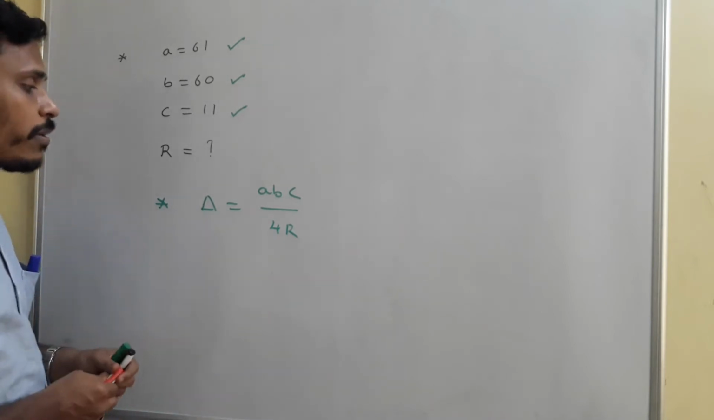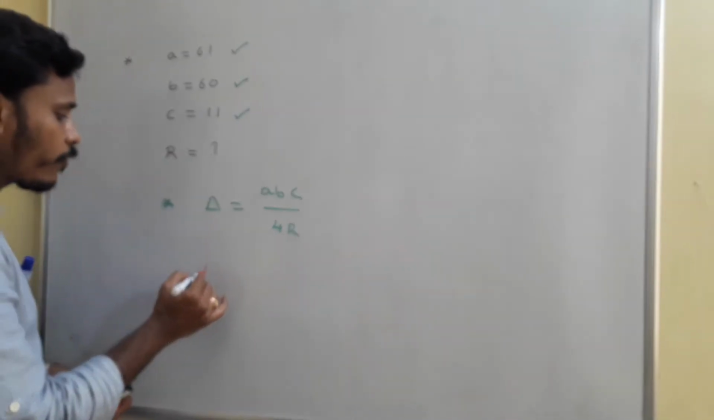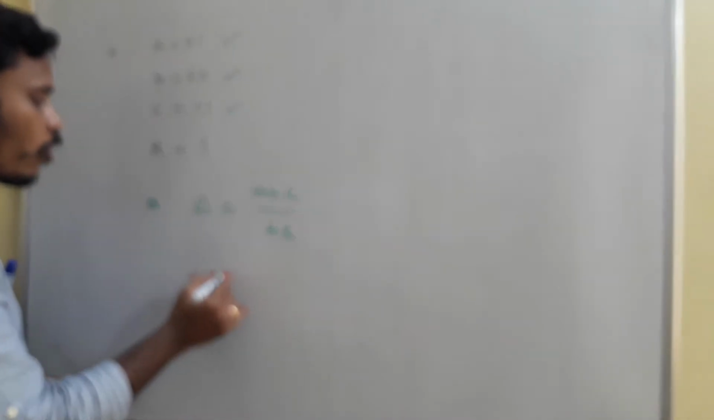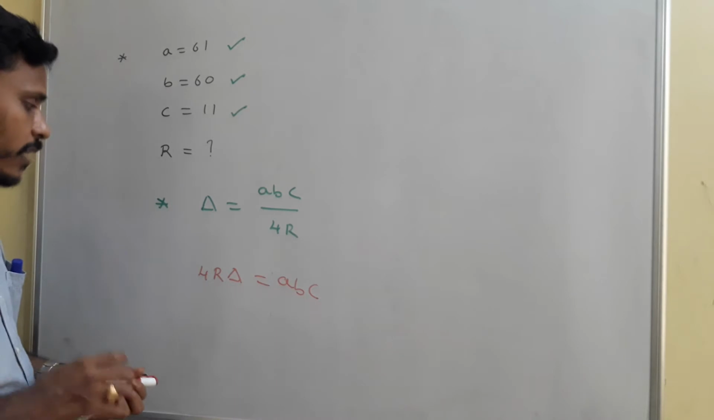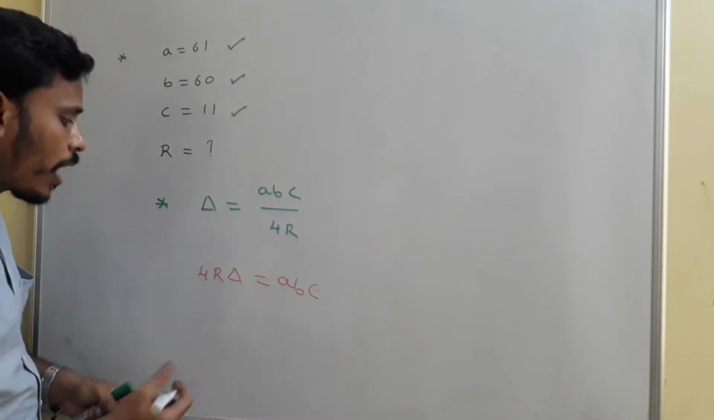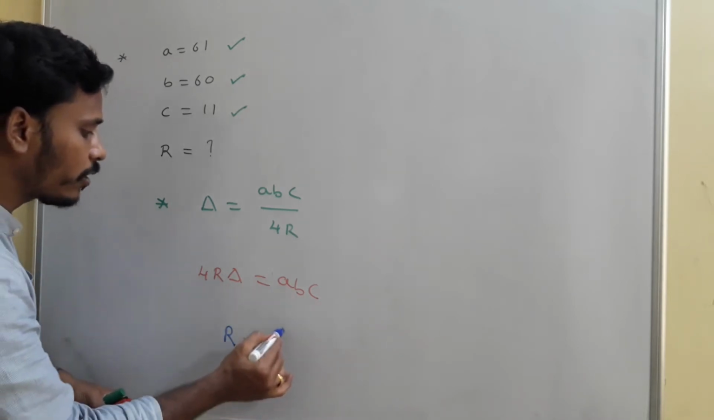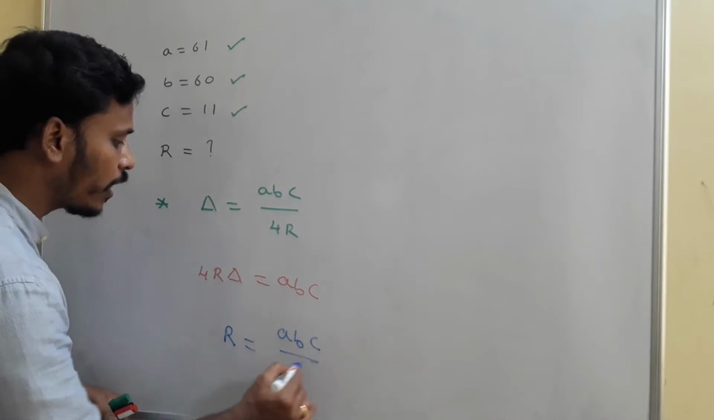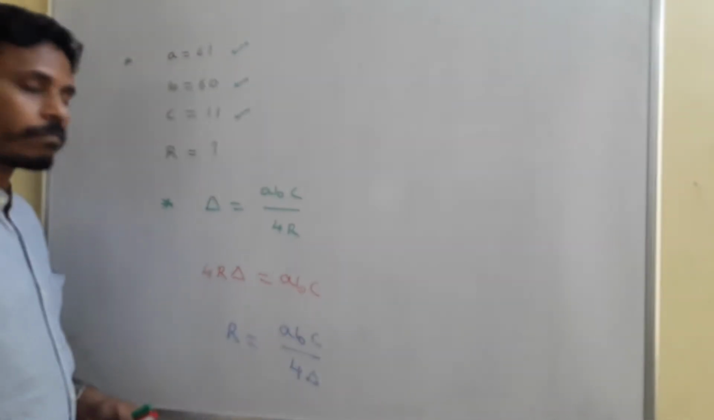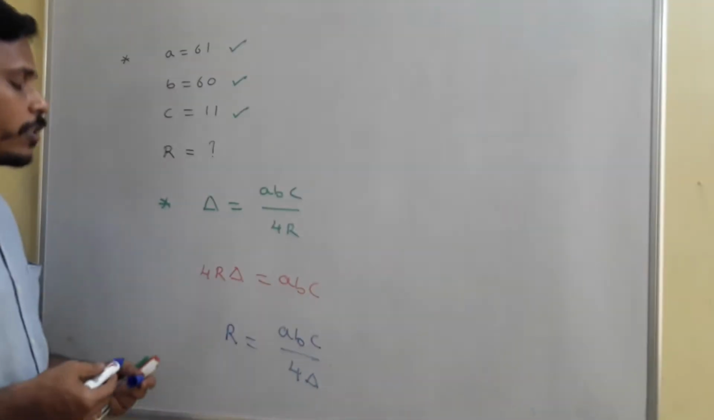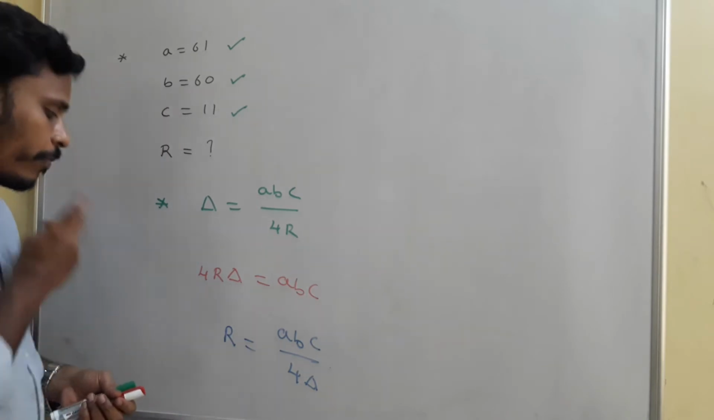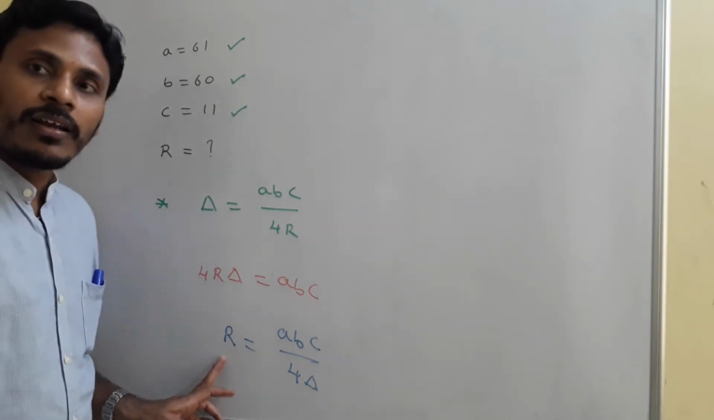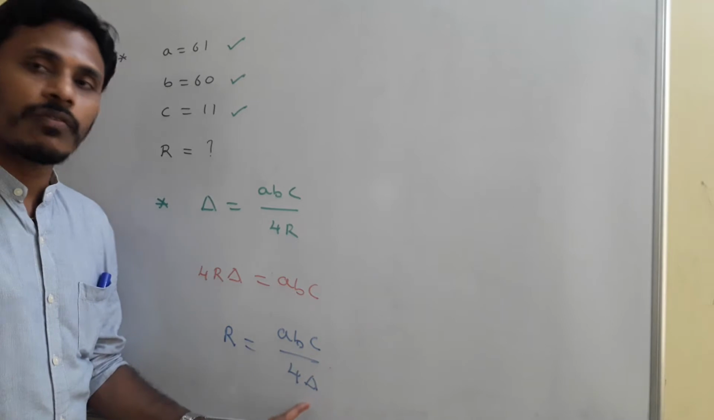Delta is equal to ABC by 4R. Another way to write this is 4R delta is equal to ABC. Since here we need to find the value of R, capital R is equal to ABC by 4 delta. So this is the rule which helps us in this situation, giving small a, small b, small c, and asking us to find capital R. To find capital R, we need ABC along with delta.